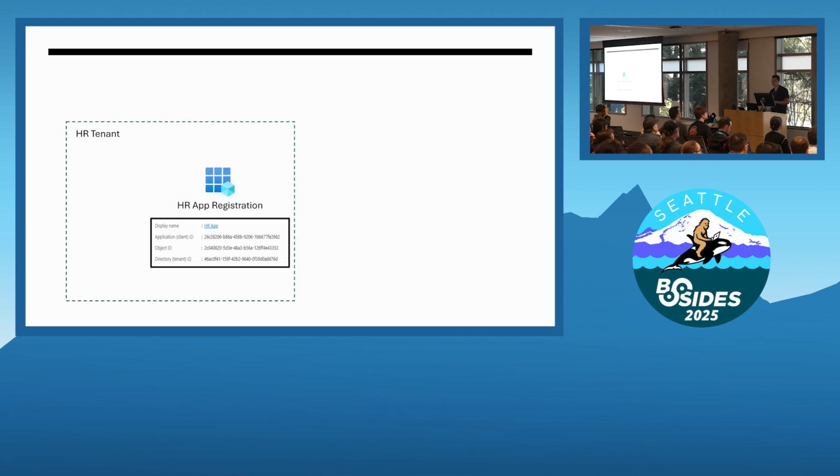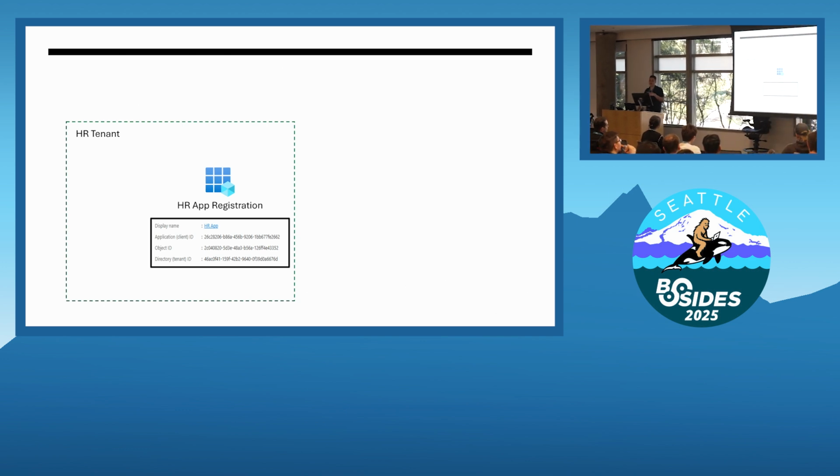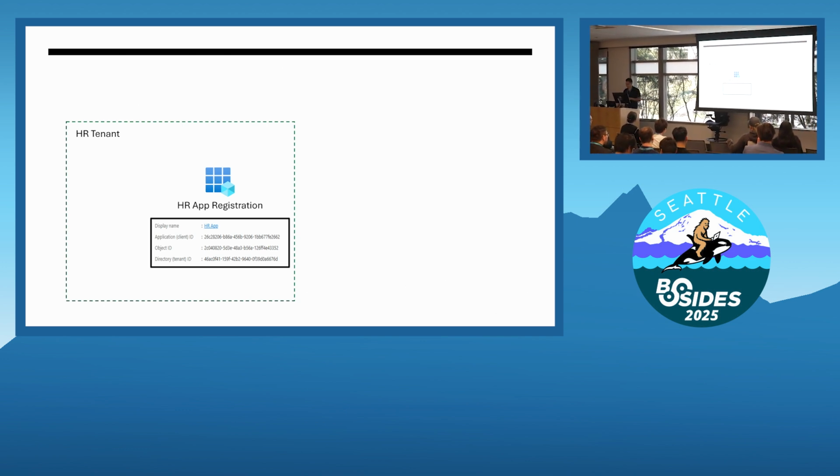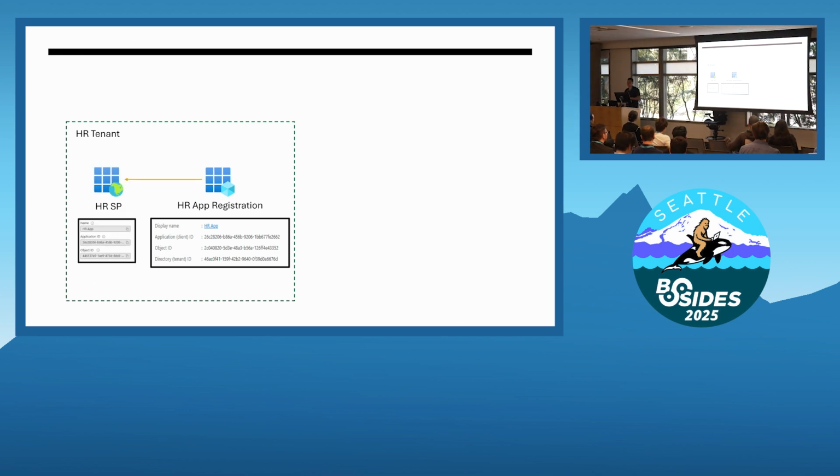To get a better understanding of what that looks like, here we have a HR tenant. A tenant is just like an environment within Azure. In this environment, you have an application called HR app. This application has a client ID, a unique object ID, and a tenant ID. That tenant ID just corresponds to this environment. In order to actually use this application and interact with it in any way, we need a service principal. As you can see, the service principal has an app ID which corresponds to the HR app, but its object ID is different. For most things we will be doing, you will always be interacting with the service principal.